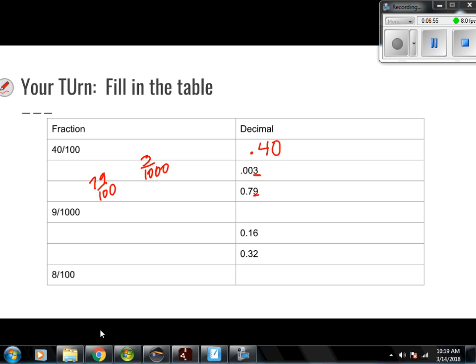9 thousandths. So where would I put my 9? Would I put it in the tenths place? Would I put it in the hundredths place? Would I put it in the thousandths place? Yes. Good.